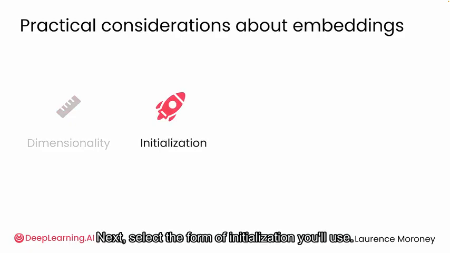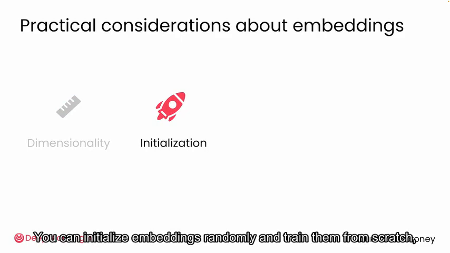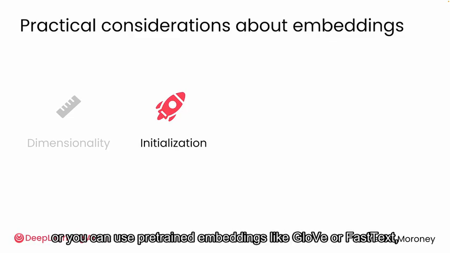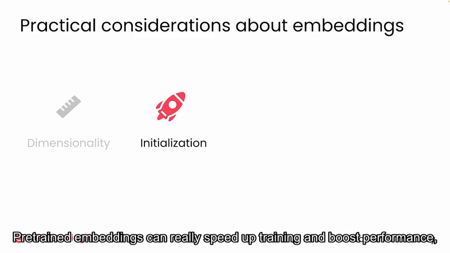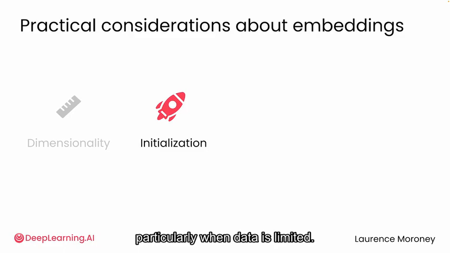Next, select the form of initialization you'll use. You can initialize embeddings randomly and train them from scratch, or you can use pre-trained embeddings like GloVe or fastText, and then either freeze or fine-tune them to your specific task. Pre-trained embeddings can really speed up training and boost performance, particularly when data is limited.